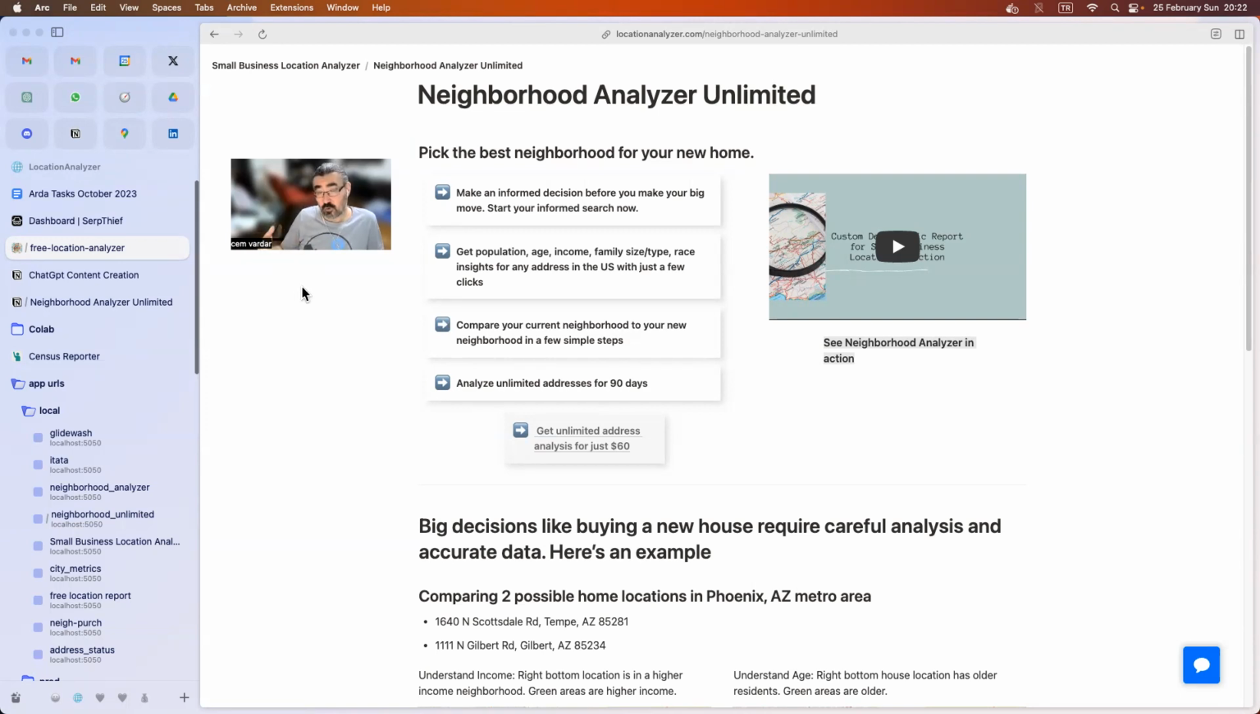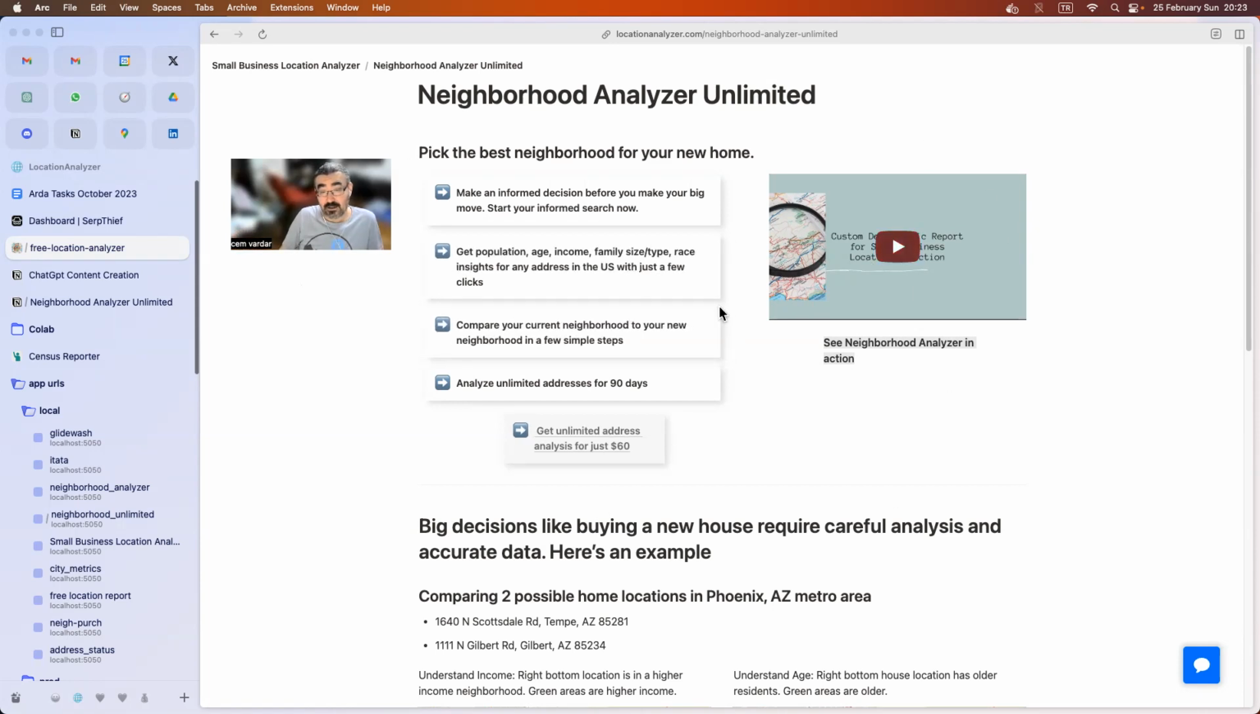So what our tool provides is, for any candidate home that you are looking for, if you put in the address, in a few seconds, it's going to provide age, income, family size, family type, and race insights for your locations. And then you'll be able to compare your current neighborhood with a prospective home, or you can compare two homes that you are thinking about buying and understand the differences in those neighborhoods, right?